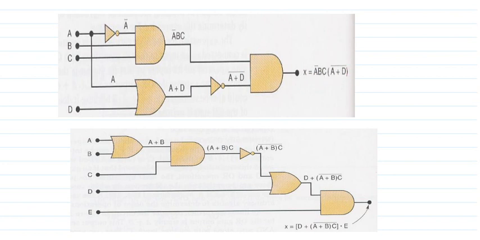Next, look at the circuit. The input AB is given to the OR gate, so it is A plus B. Again given to the AND gate, so A plus B into C. Then everything is NOT gate, so complemented. Then we have D input, so OR operation plus is coming. Then everything is multiplied with E. Okay, so this is the output, right?